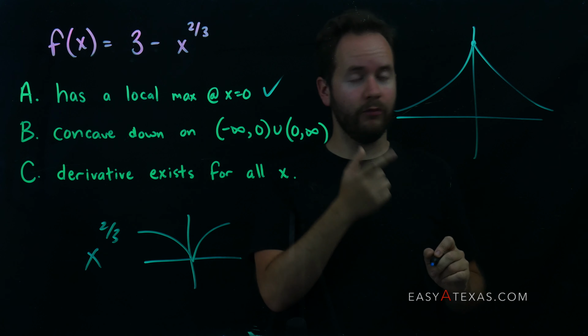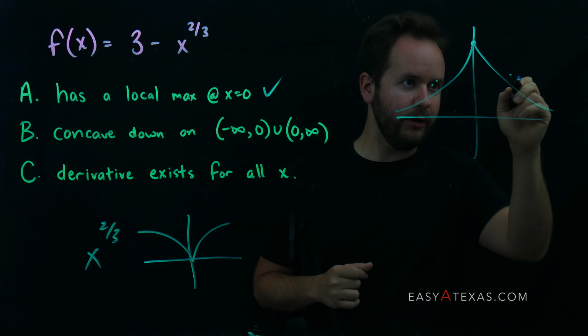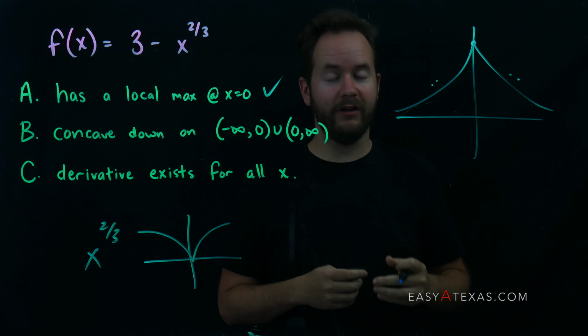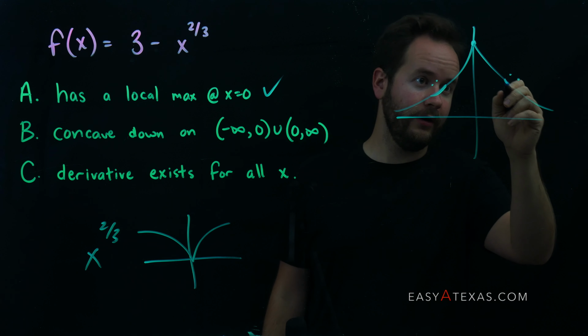Concave down on negative infinity to 0 and 0 to infinity. Well, in order to determine concavity, we're going to put 2 dots above the curve. And when you put 2 dots above the graph to help determine concavity, you're looking either for a smile or a frown. Now these 2 dots, I kind of see a smile here and a smile here.